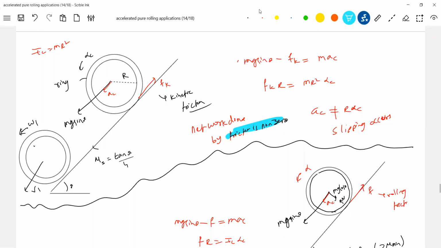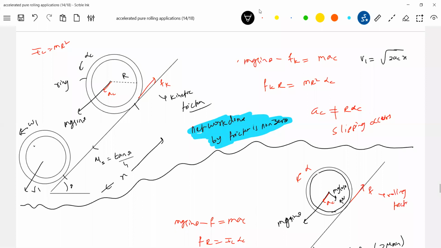Sir, you only said zero. If it were rolling friction, yes. Now it's kinetic friction. Net work done will be non-zero. How to calculate V1, V2? We can't find out? No, you know acceleration. If you know acceleration, can't you find out V1? What is the expression for V1? V1 equal to root of 2AC into X. Let X be the distance covered from here to here. V square equal to 2aX formula.